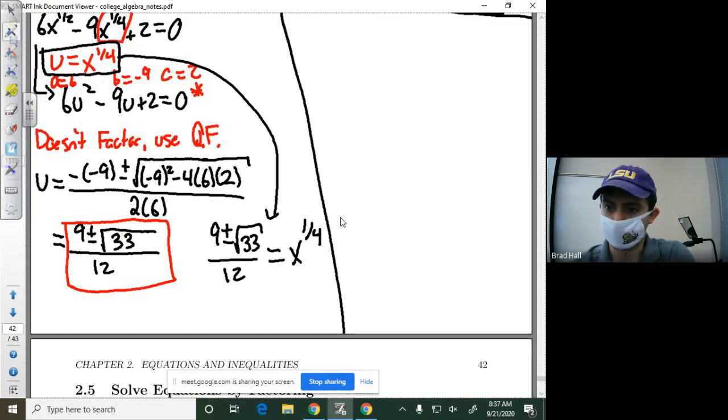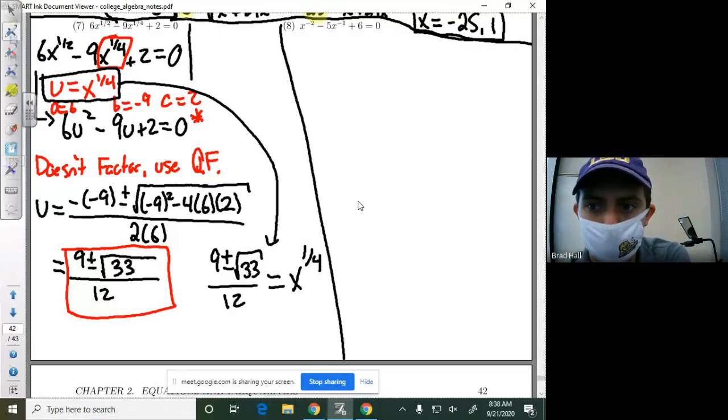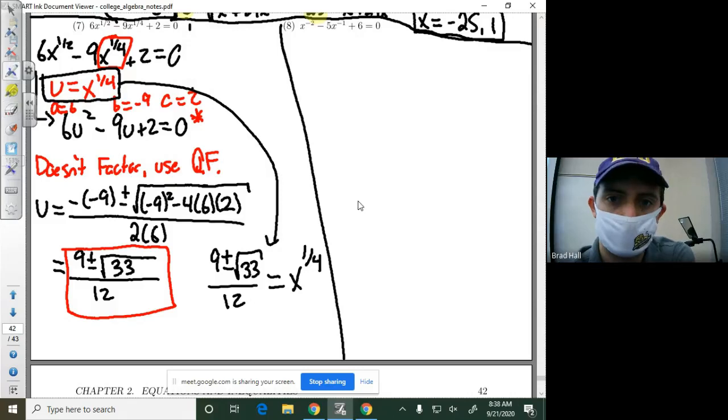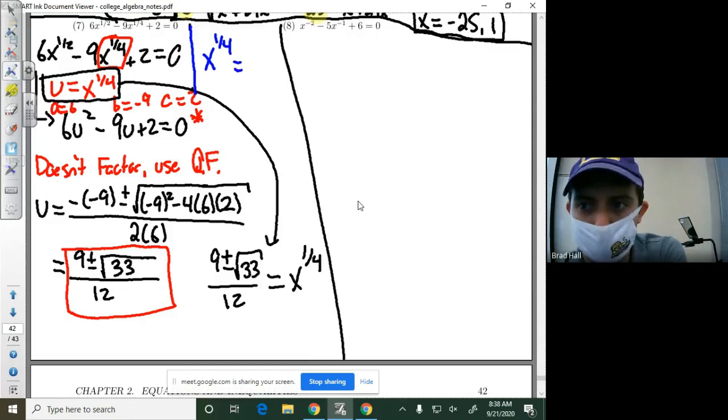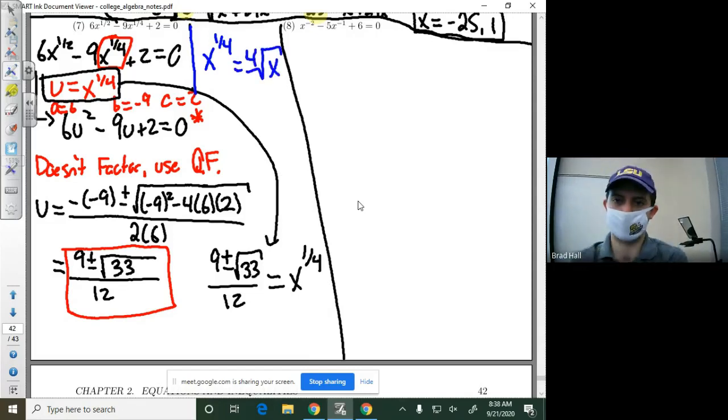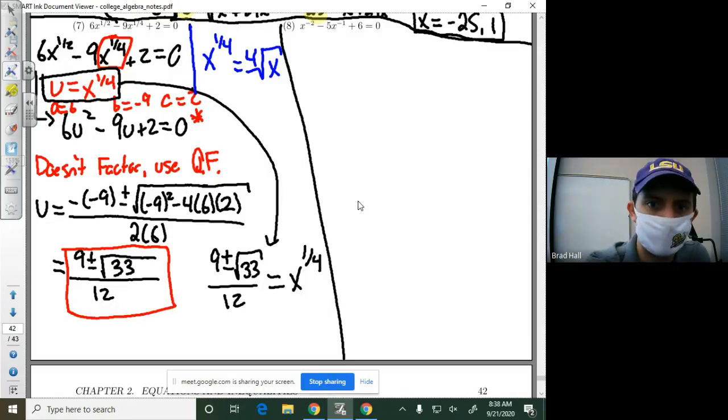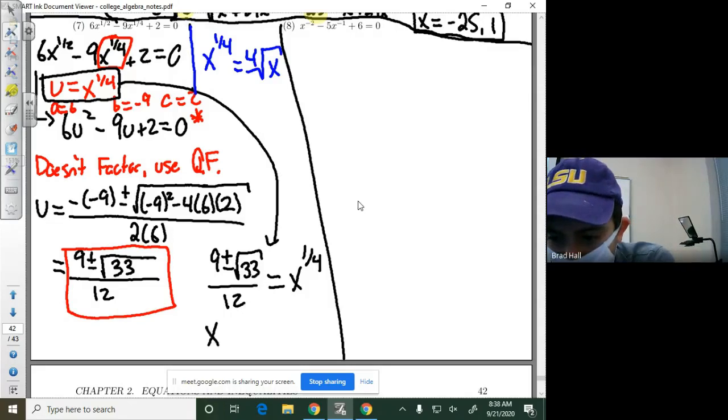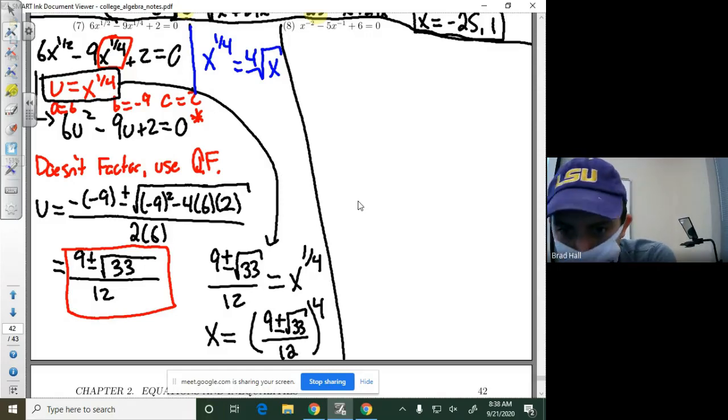And how do you get rid of a 1/4? Well, hopefully you remember that x to the 1/4 is equal to the 4th root of x. So how would you get rid of a 4th root? You would raise both sides to the 4th power. And that's why the final answer you get is that whole expression to the 4th power. And this is exactly the answer.